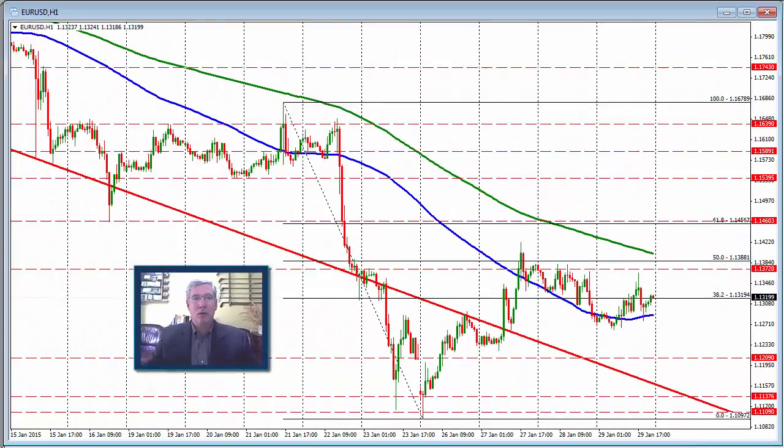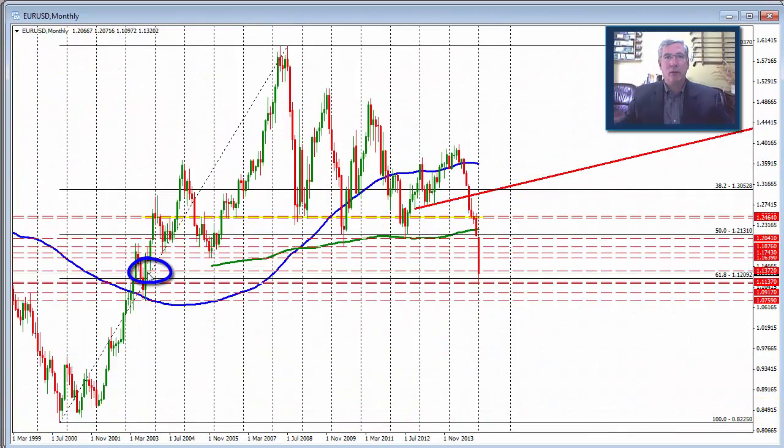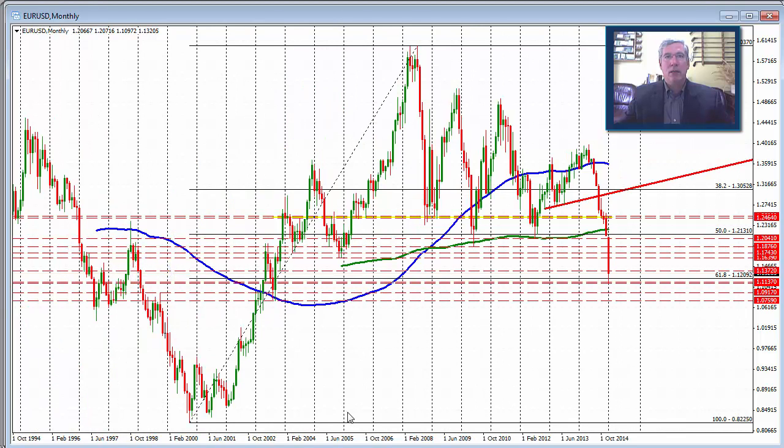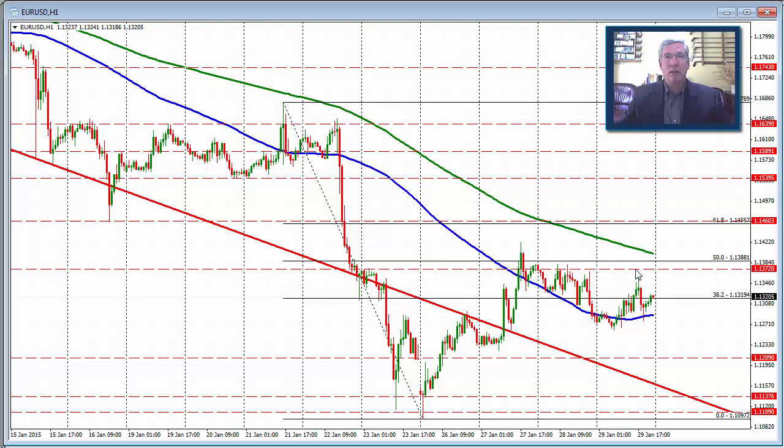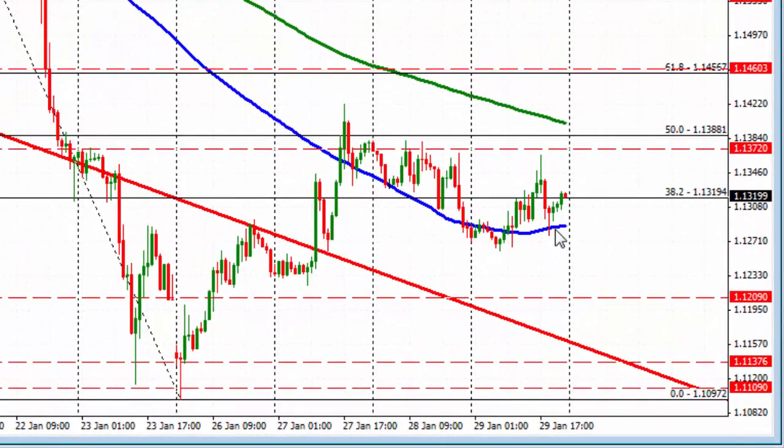The 72 level corresponds with the low going back to November of 2003. That's this low right here. So the market couldn't get below that or above that low, and the market started to rotate back to the downside. Where do we find support? Near the 100-hour moving average, and we've been moving up for the last 4 or 5 hours since that time. So there's a little bit more of a bullish momentum here in the euro versus US dollar off of that 100-hour moving average.